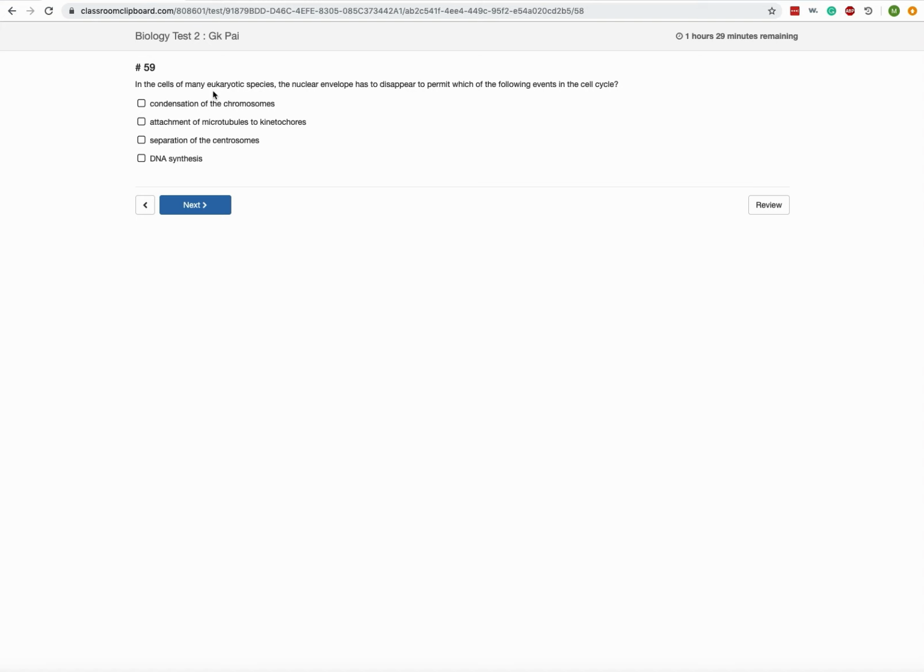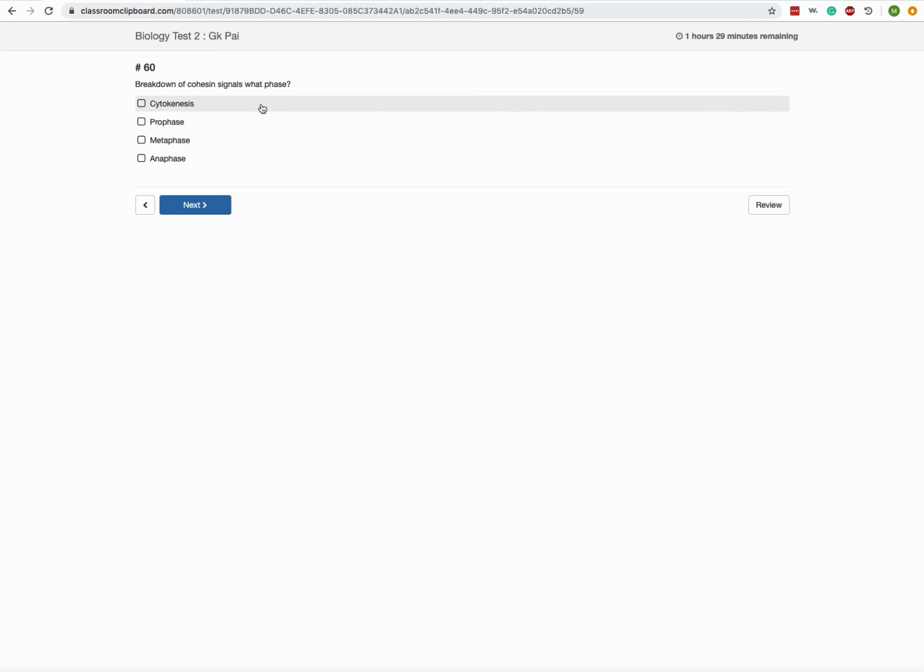In the cells of many eukaryotic species, the nuclear envelope has to disappear to permit which of the following events in the cell cycle? Well, the microtubules can't connect to the kinetochores until the nuclear envelope is gone, so that would be B, connection of microtubules to the kinetochores, because that has to happen.